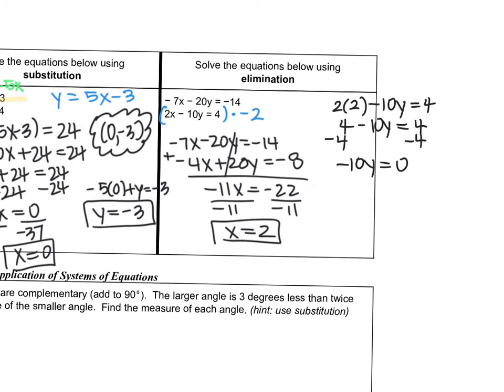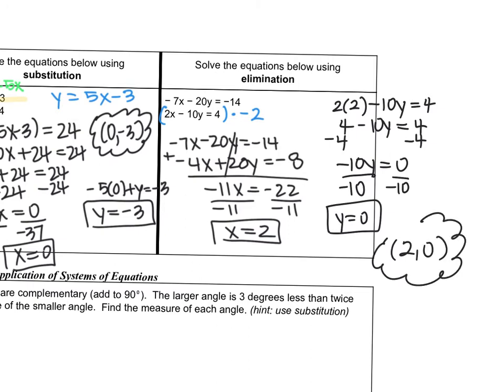So this would be another example of where people think that the solution is no solution. However, we were able to solve for x. You cannot solve for x and then get no solution. Because remember, I can divide by negative 10 and y equals 0. So my solution is the point (2, 0). Making sure to remember parentheses around the point.